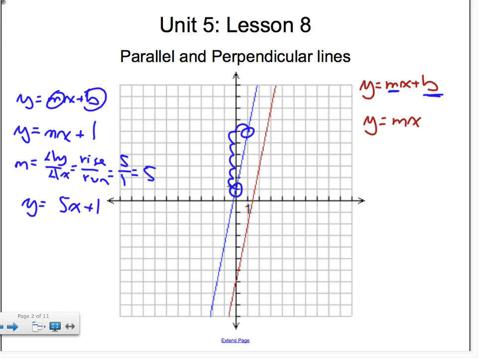Where is it crossing the y-axis? So which one's the y-axis again? The one that goes up and down, or left and right? Vertical, right? So that's the y-axis. So where is it crossing there? At 1? It's crossing here?